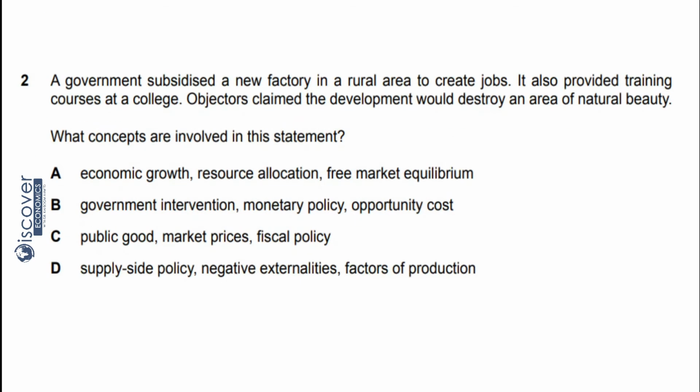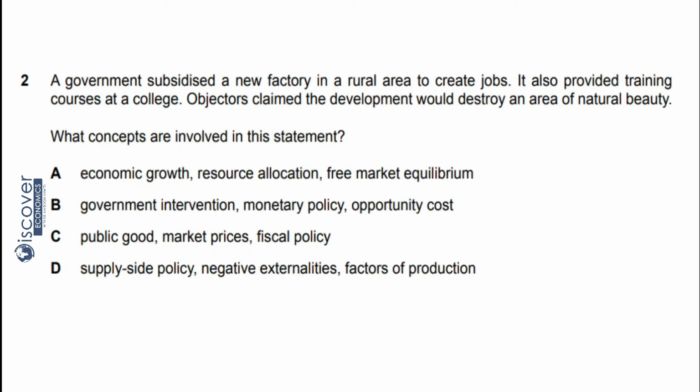Now come to question number 2. A government subsidized a new factory in a rural area to create jobs. Now just think about the scene that in a rural area we are going to establish one factory, and it also provided training courses at a college. So the workers who want to work in that factory should be skilled ones. To develop their skills, they have opened up a college. So this is also the creation of jobs and creation of opportunity.